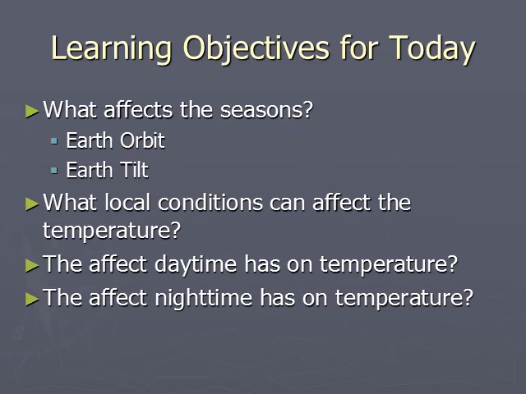So, what should you have a better understanding of at the end of this online lecture? What affects the seasons. You should know how the Earth's orbit affects the seasons and how the Earth's tilt affects the seasons. What local conditions can affect the temperature, the effect daytime has on temperature, and the effect nighttime has on temperature.